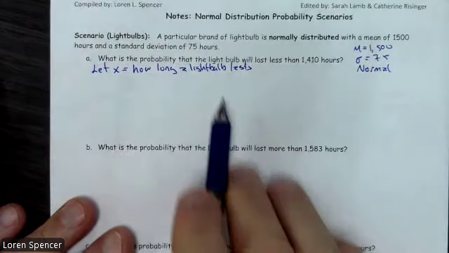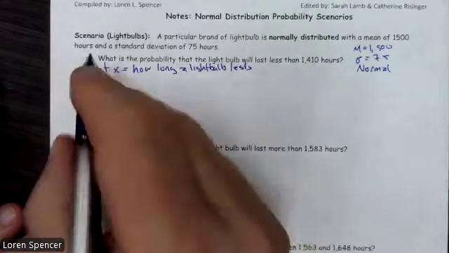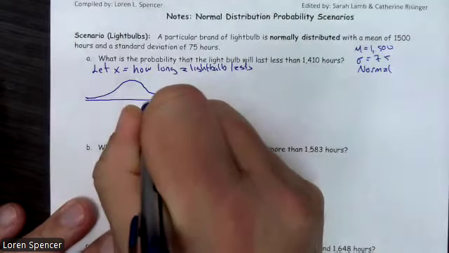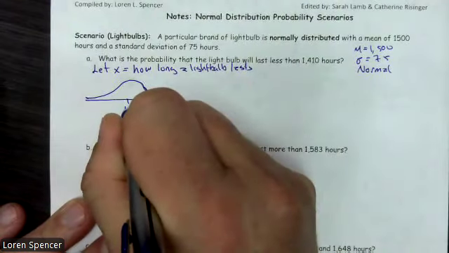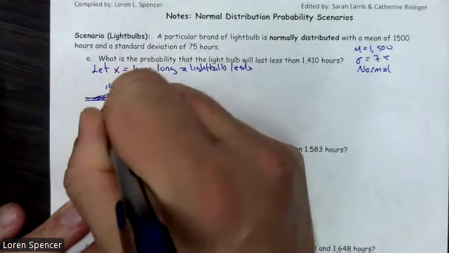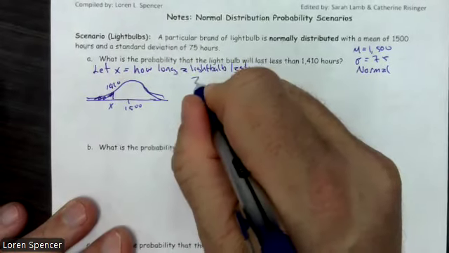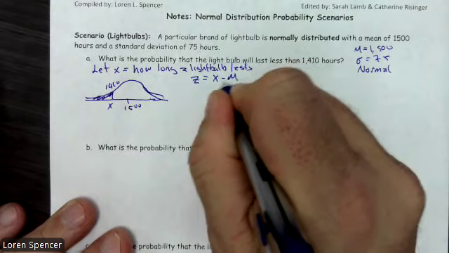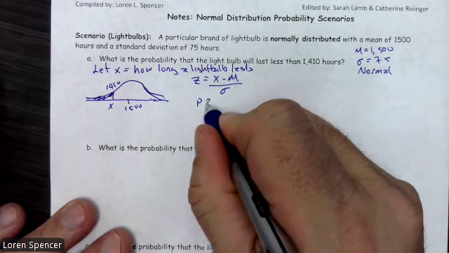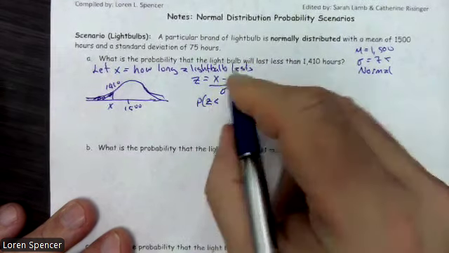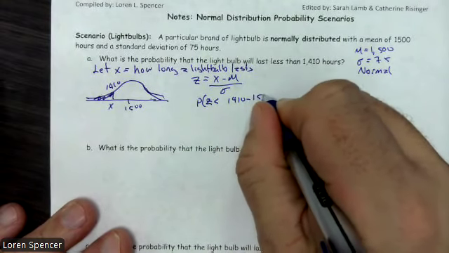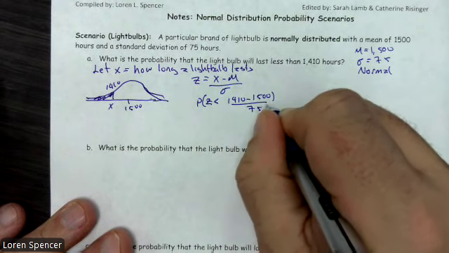All right, so for our first one, we're going to draw our picture. We're centered at 1500, and here is 1410. And so z equals x minus mu over sigma. We want the probability that z is less than 1410 minus 1500 over 75.